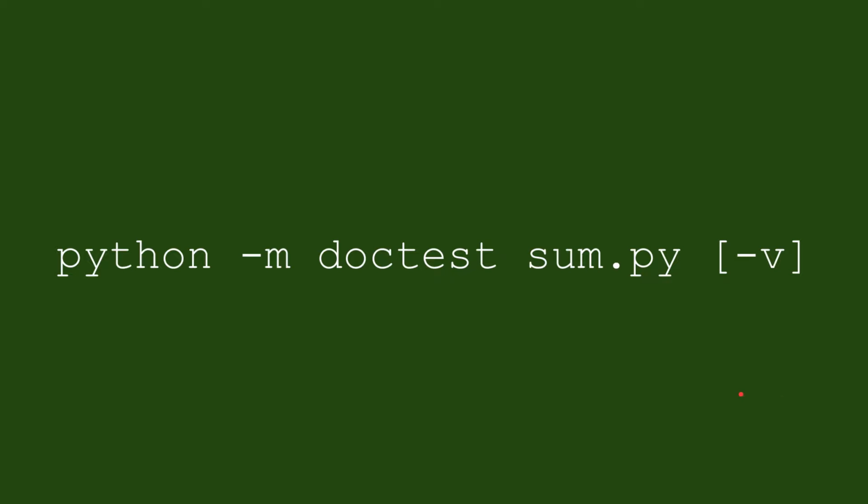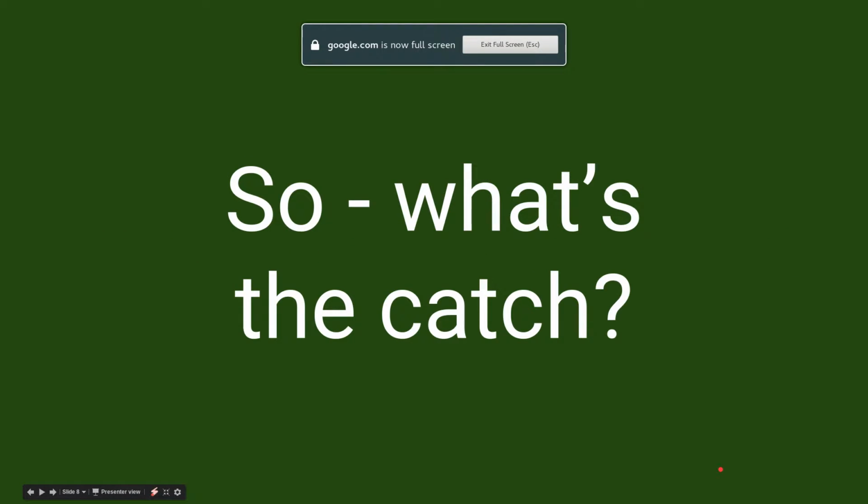Okay, so let's go on. We have seen what doctests are in a basic way. We have written one and we have run one. So what's the catch? We can write documentation and tests at the same time. Why don't we write all our tests in this way? Do you have any ideas?